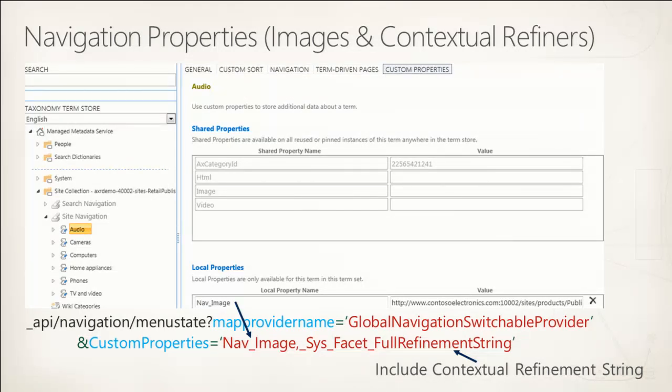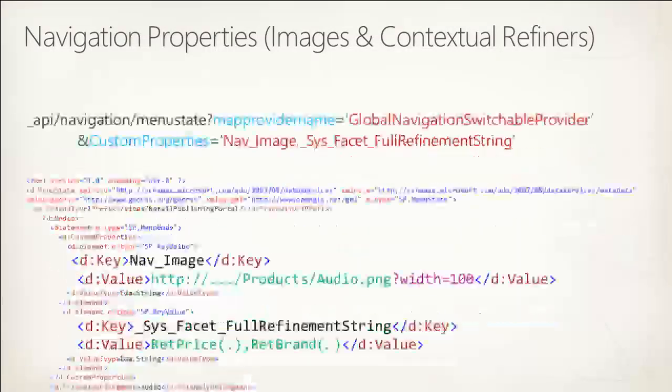This one is returning the contextual refiners on a certain category. So if I'm, for example, in laptops, it will tell me which navigators I have to actually fetch from search. So this is really the combination between navigation and search. Okay, so this will give you both the menu structure and also the contextual refiners for each category. Yeah, let's have a look at what it gives back.